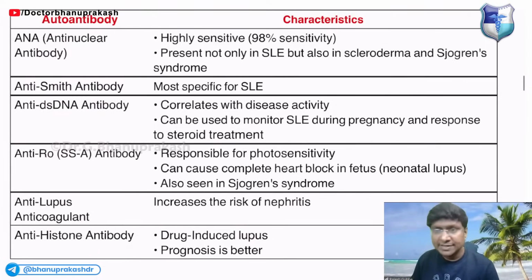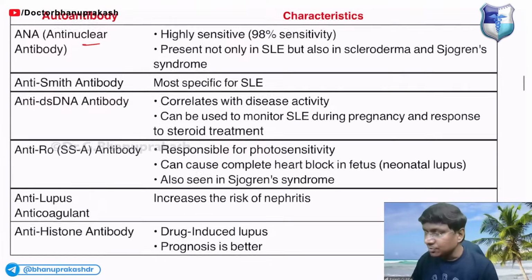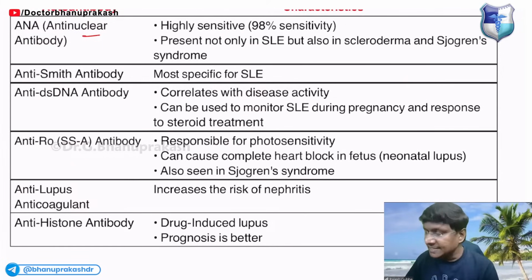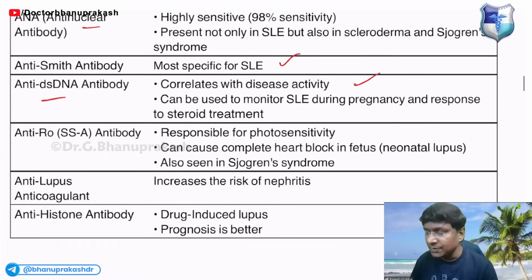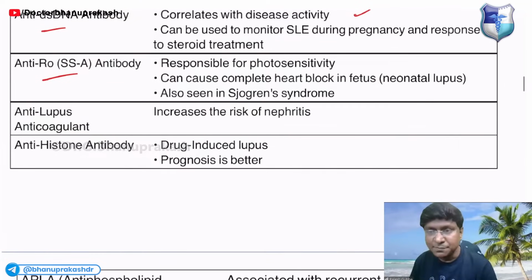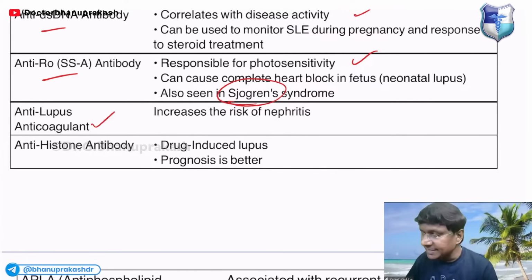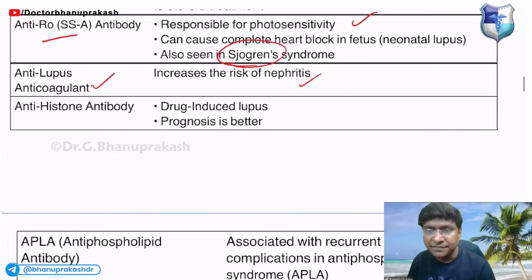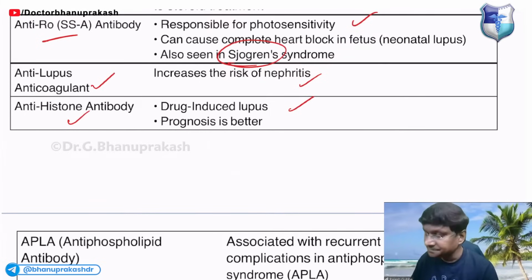The antibodies: anti-nuclear antibody is highly sensitive. Anti-Smith is more specific for SLE. Anti-dsDNA correlates with disease activity. Anti-Ro antibody is responsible for photosensitivity and also causes complete heart block. The other condition where you will have anti-Ro is Sjogren's syndrome. Anti-lupus anticoagulant: increased risk of nephritis and increased chance of abortion. Anti-histone antibody: drug-induced lupus, and prognosis is better.